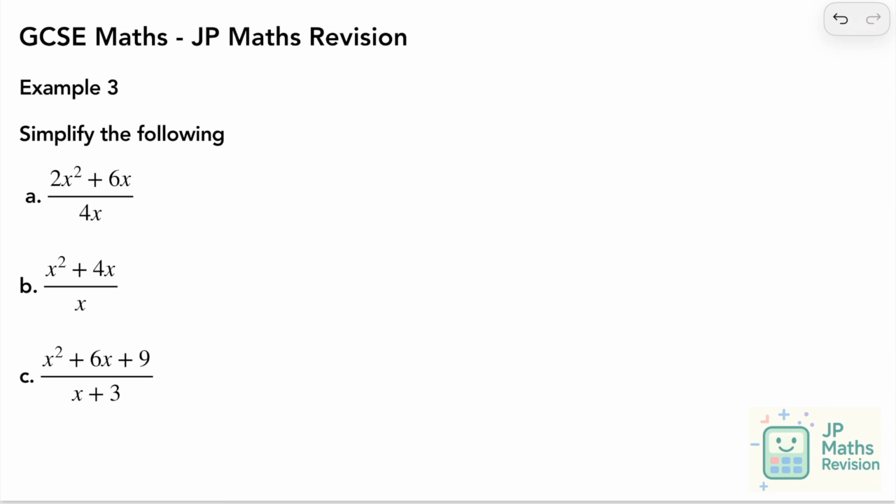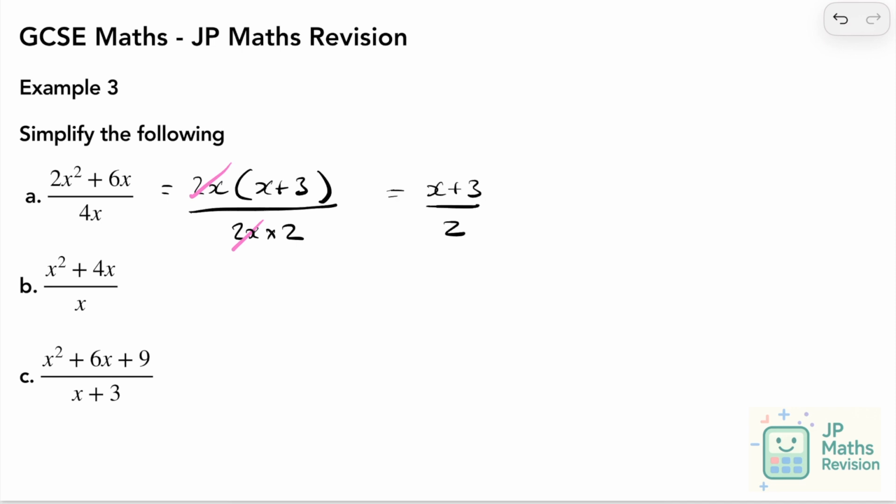So if I factorise the numerator of this example here, I pull out a factor of 2x, and I have x plus 3, and the denominator is 4x. Now I could actually, if I really wanted to, write 4x as 2x times 2, so that I can spot the common factor being 2x. So I can cross out the 2x on the top and the bottom, and I'm left with x plus 3 over 2.